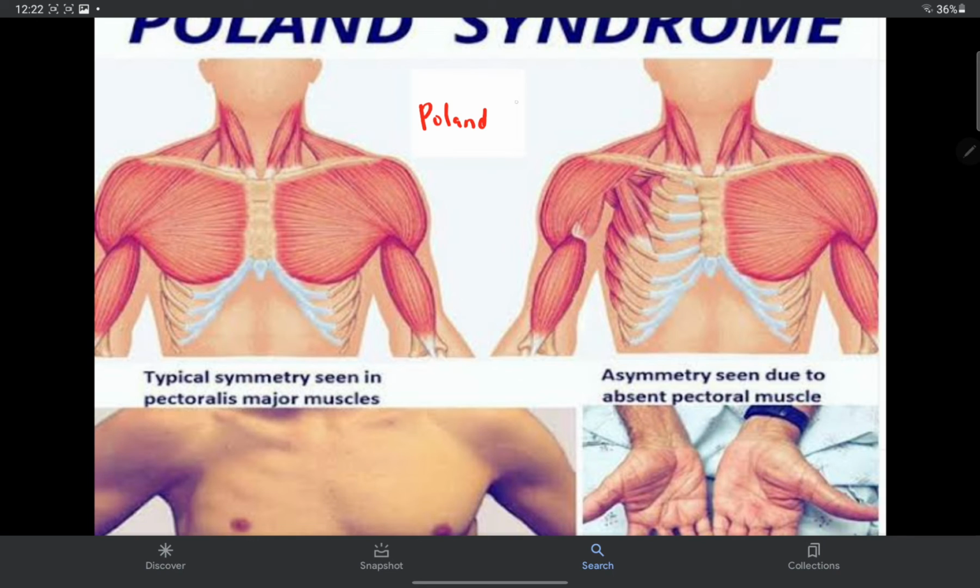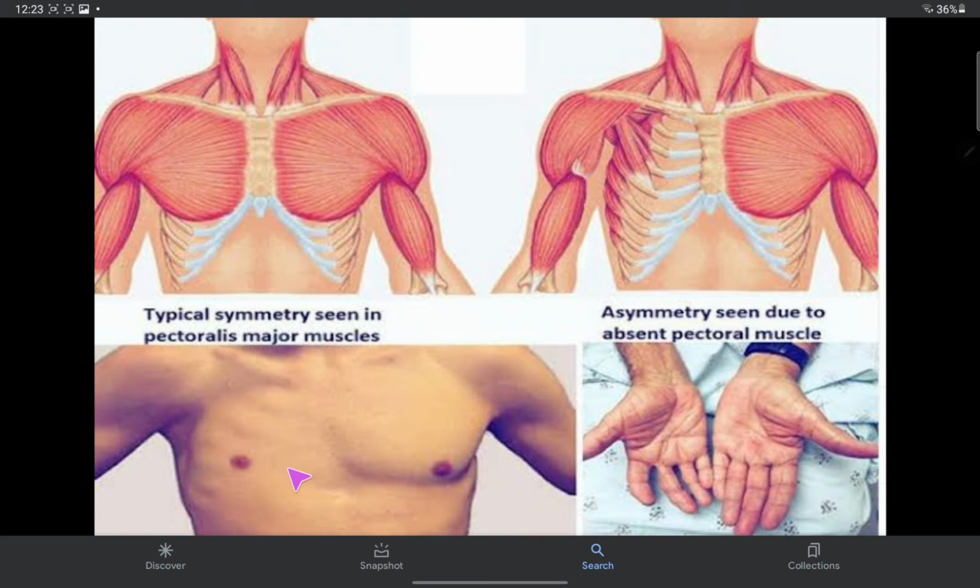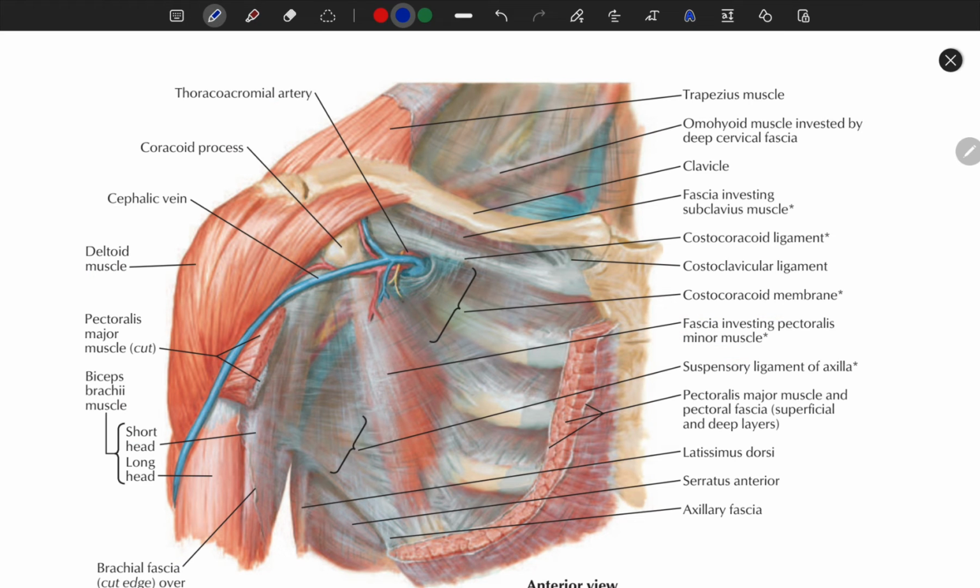So one applied here is the Poland syndrome. When the pectoralis major muscles are congenitally absent, as you can see right here, especially the sternocostal fibers, when they are absent during birth, that syndrome is called the Poland syndrome, and it will look like this. So the next muscle which I am gonna discuss is about the pectoralis minor muscle.